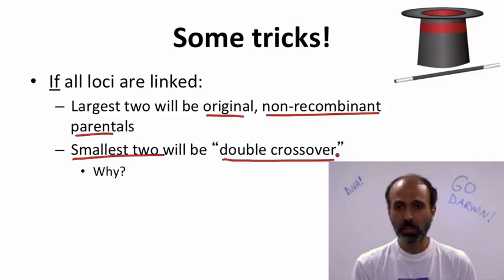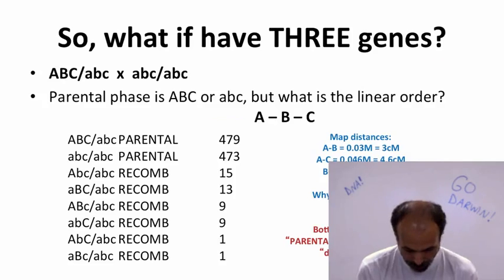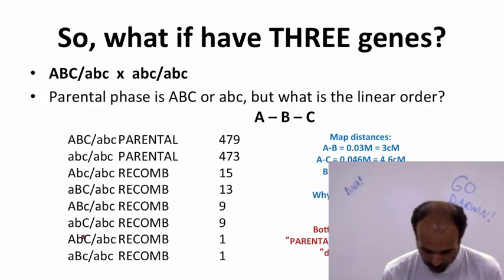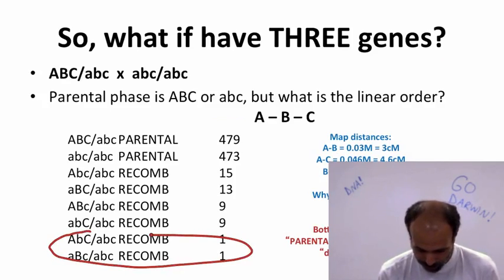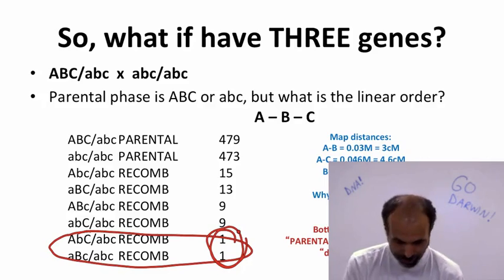Well, why is that? Why are the smallest two the double crossover? Let me go back just to show you that for a second. These down here were the double crossover type. And you see that they were the least abundant among all the offspring. So why is that the case?